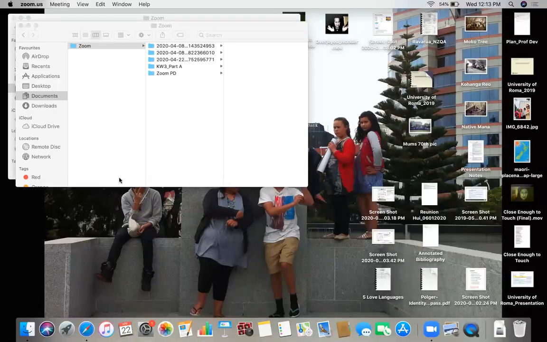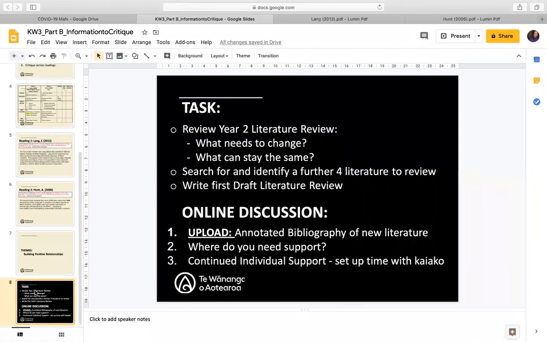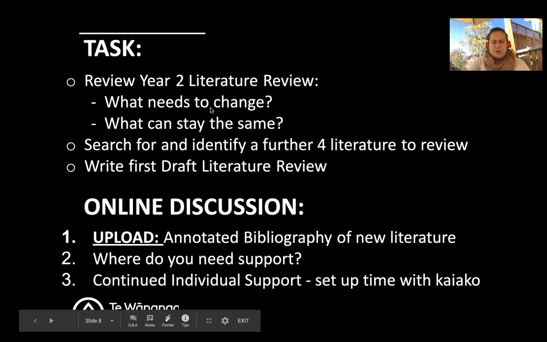And just one more thing, just as I told you last time, just a reminder of what the tasks are. Review your year 2 literature review. Okay, review it. Have a look at it. Is it good? Is it not good? What needs to change? What can stay the same?